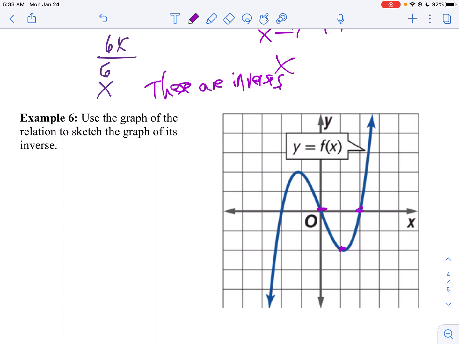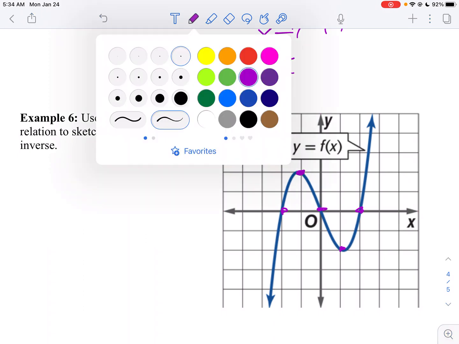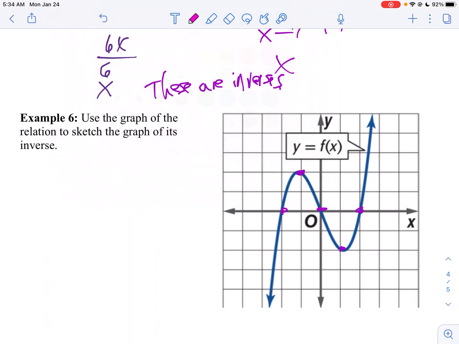I've got one x-intercept. That'll be at 2, 0. I've got the point negative 1, 2. And my other x-intercept will be negative 2, 0. And then maybe I could pick some points to the left or to the right. Now, when you find the inverse, I'm going to do the inverse in a different color. And remember, when we're finding the inverse, we flip the x's and y's around.